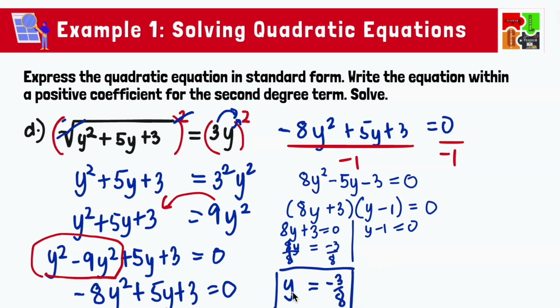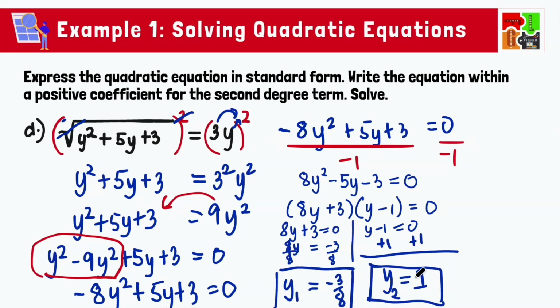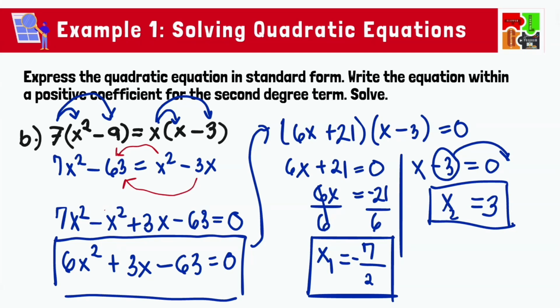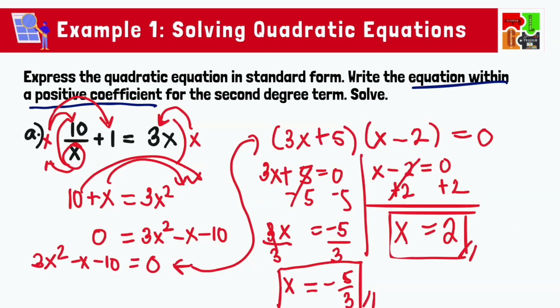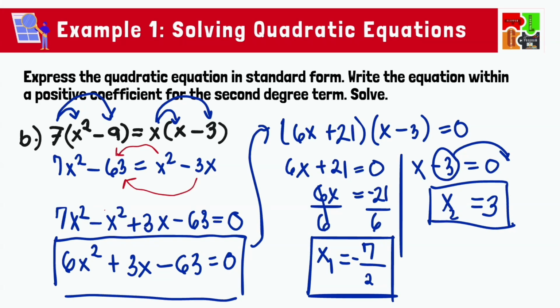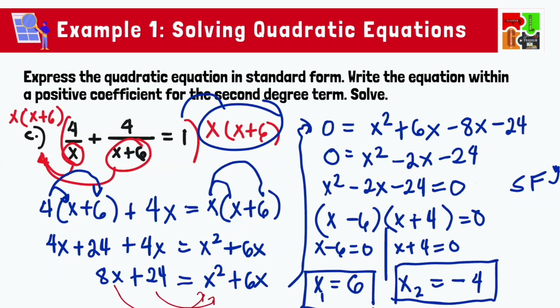That is our first root. The second root would be, we add 1 both sides, and will give us y equals positive 1. This is going to be the second root. So therefore, the two roots are negative 3 over 8 and positive 1. And finally, this is, I believe, one of the most challenging topics for the quadratic equation, but there's more.